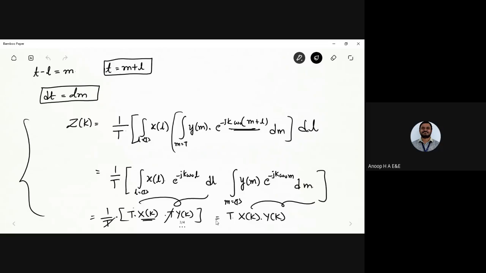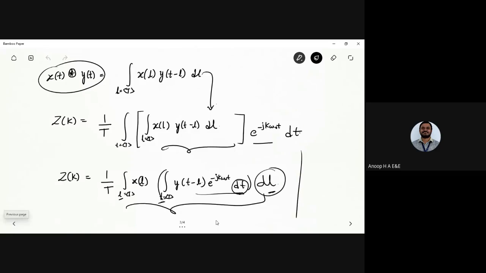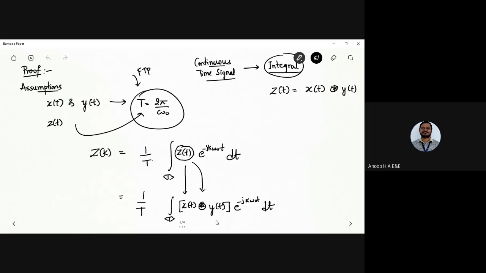Let me explain it one more time just to make you understand. We are having a proof that needs to be done for time domain convolution. Okay, let me write here.